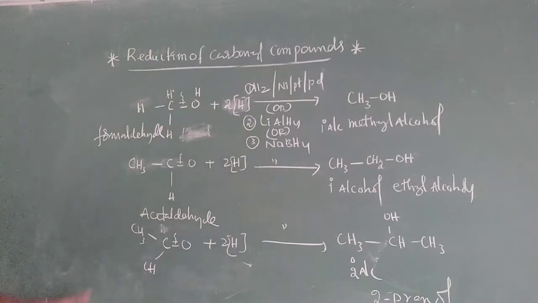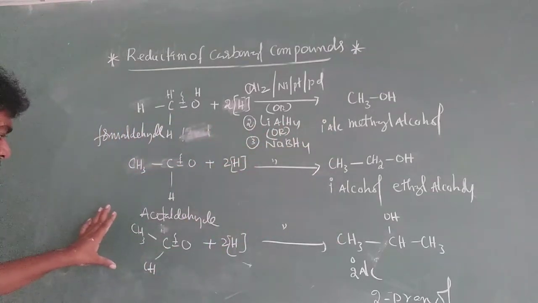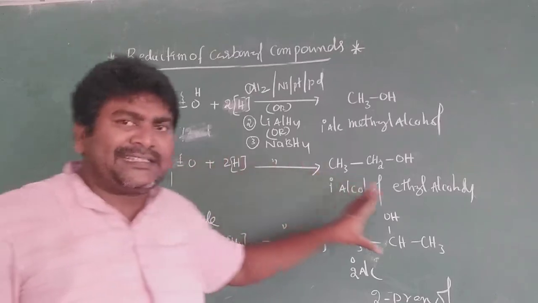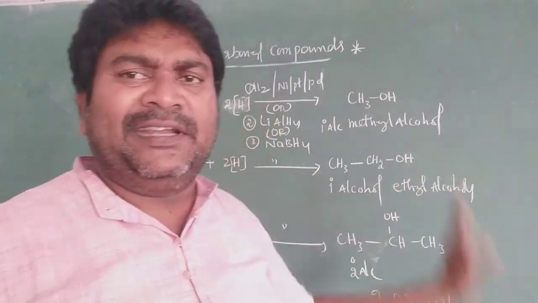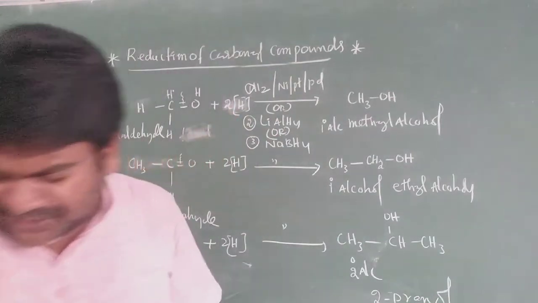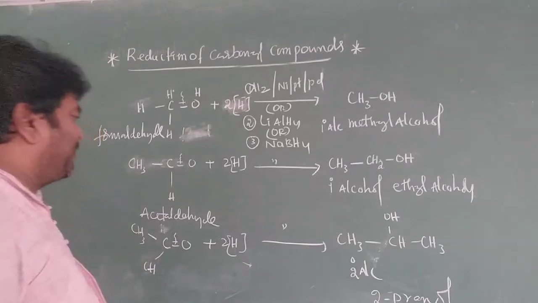So this is what we observed here. We have to prepare: if you take an aldehyde, you will get a primary alcohol. If you take a ketone, you will get a secondary alcohol. Tertiary alcohols cannot be prepared in this method. It is very very important, my dear students. Next one. What is the mechanism?